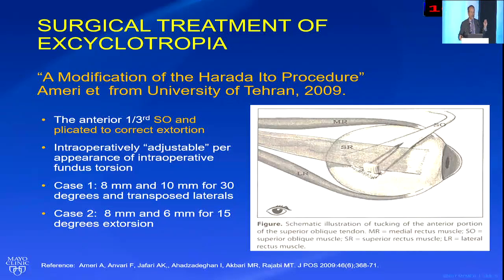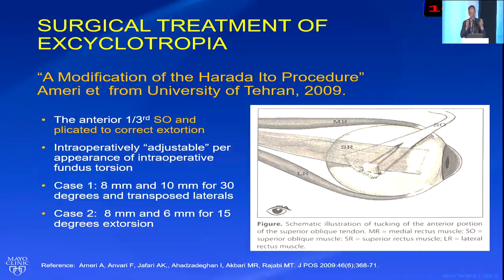Dr. Ameri et al., back in 2009, described plicating the anterior fibers, doing a third, and instead of bringing it forward like Harada Ito, instead of bringing it over by the lateral rectus, they did 2 patients in the operating room where they plicated it and looked in the operating room at the fundus to determine whether they got enough effect.